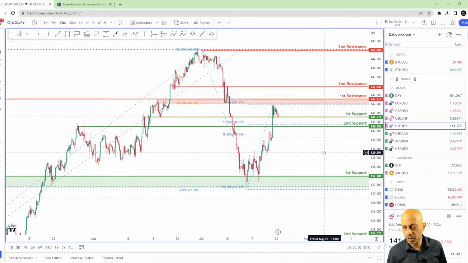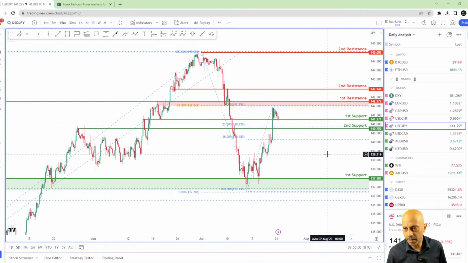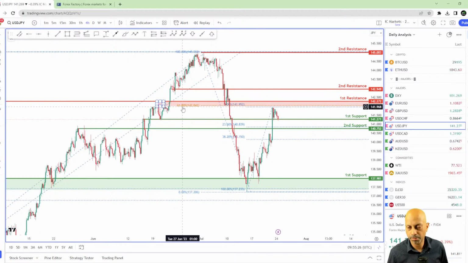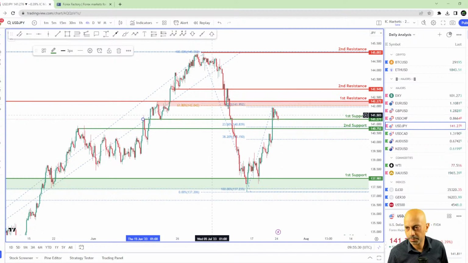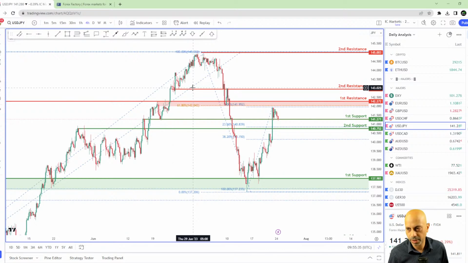Okay, so just to recap, dollar yen for the 4-hour time frame, price is currently testing the first support at 141.27. Second support aligns close with the 23.6% Fibonacci retracement, as well as the swing high here on 26th of May. First resistance is a zone that's identified by the Fibonacci retracement at 61.8%, as well as the first resistance on the daily time frame. And the second resistance is at 142.95, which is identified by this overlap here.